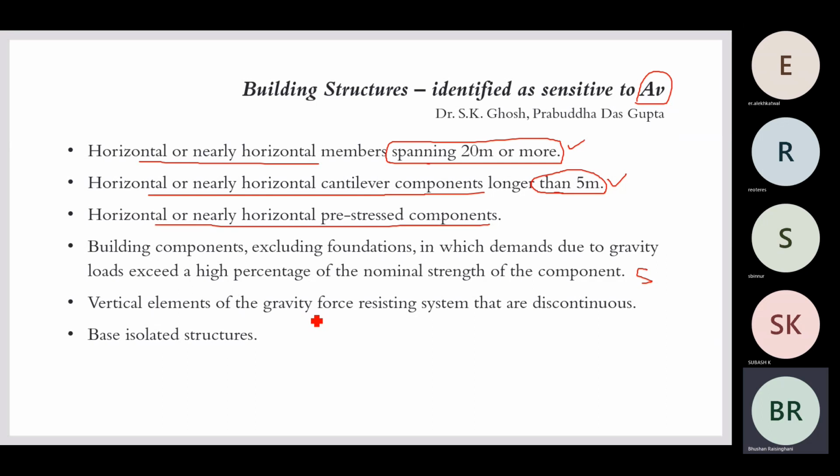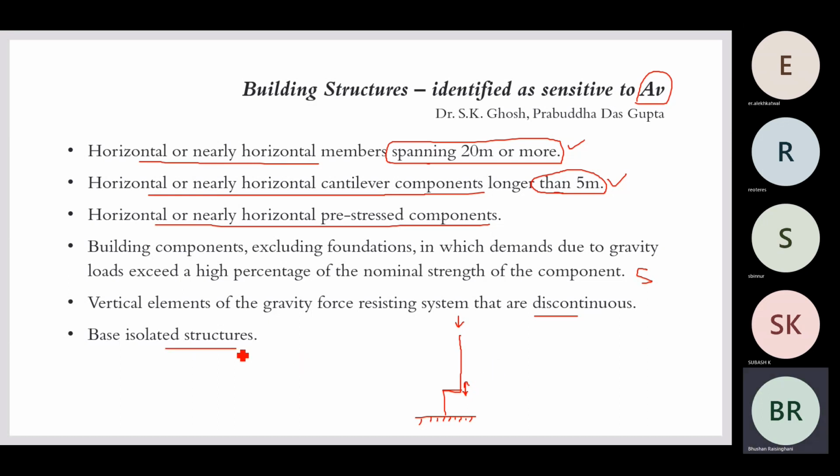Vertical elements of the gravity force resisting system that are discontinuous. Okay, so what does it mean? What is a discontinuous system? Suppose a column is there and it is discontinued at the bottom, what will happen? It creates a cantilever portion here. So this will undergo extensional vibration because of the discontinuity, and in such a case this becomes sensitive to vertical acceleration, and this is the reason we have to consider vertical earthquake for such structures. Wherever there is discontinuity, it will have higher vibration. The load is coming from the top and it is vibrating up and down. So it is an extensional vibration.